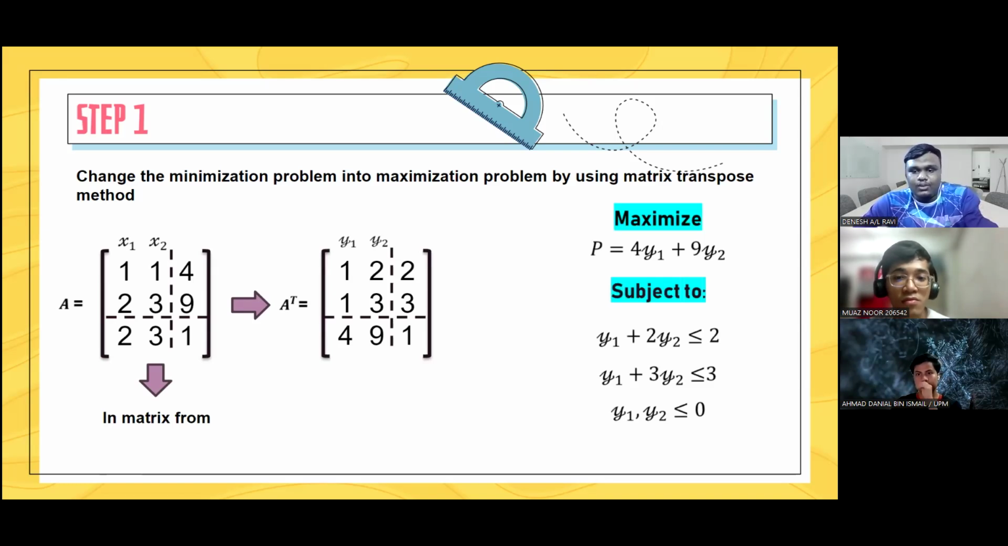Then we can set a new formula equation which is a maximization problem, which is P equal to 4y1 plus 9y2 subject to y1 plus 2y2 less or equal to 2, and y1 plus 3y2 less or equal to 3, and y1 and y2 must be more or equal to 0. As you can see here, after we convert the minimization problem into a maximization problem, all the constraints become less or equal to. Before this, the equations were more or equal to. This is a critical step that we need to follow. From here, next step, my team member will explain.